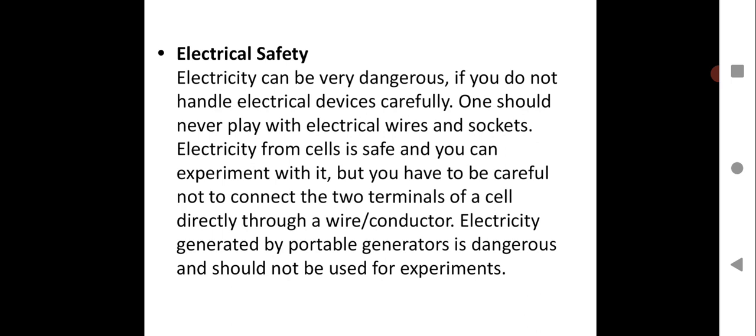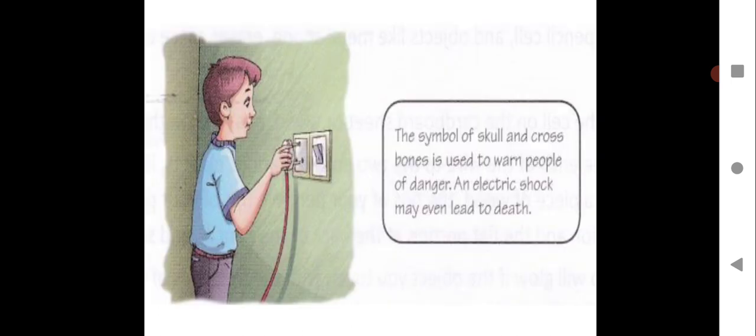But you have to be careful not to connect the two terminals of a cell directly through a wire or a conductor. And electricity generated by portable generators is dangerous and should not be used for experiments. So these are the care and the precautionary measures you have to take when you are dealing with electricity. I hope you all are making points, children.